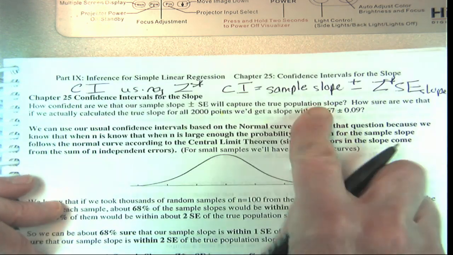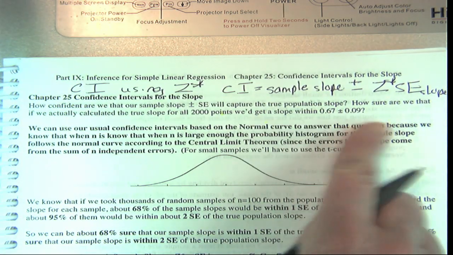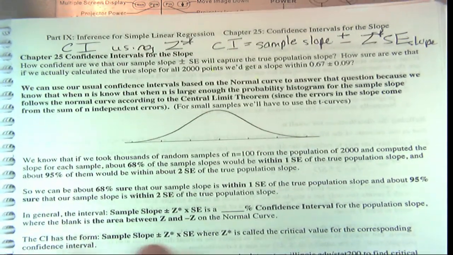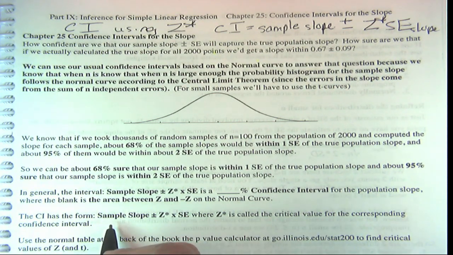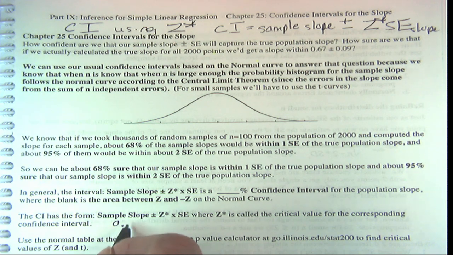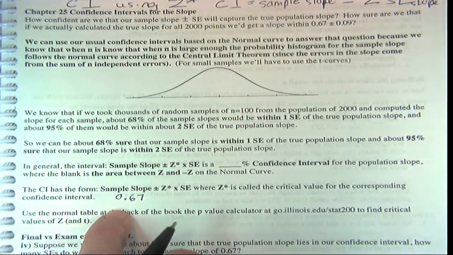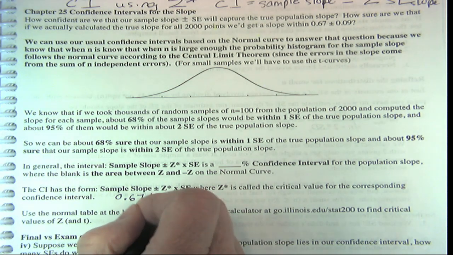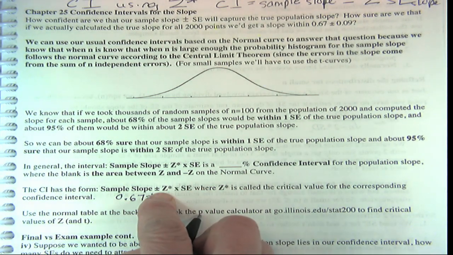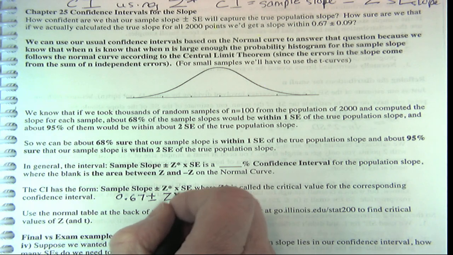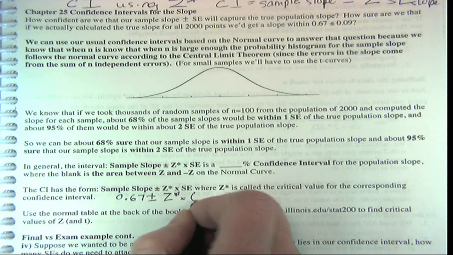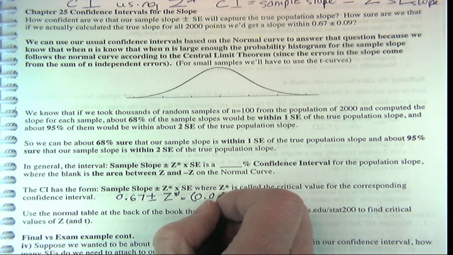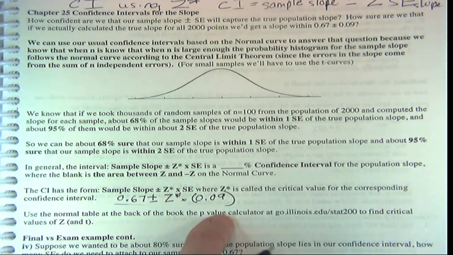Okay, so in our example, let's just continue with the same example. It's going to have this form right here. Before we forget what our numbers are, this was what we computed to be our sample slope, and then plus or minus some z star times the standard error for the slope, and we just computed that to be 0.09. So that's what we're going to be using.